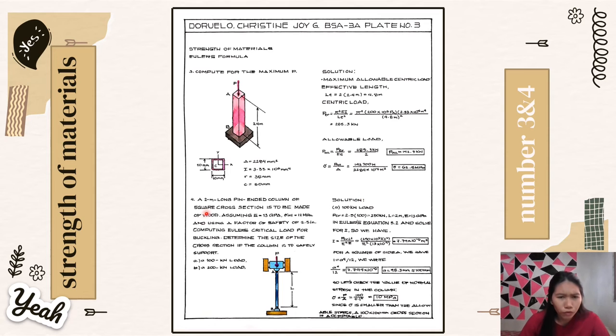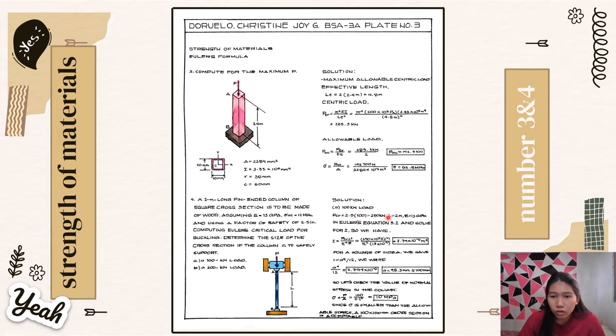So let's proceed to number 4. A 2-meter long pin-ended column of square cross-section is to be made of wood. Assuming E is equal to 13 GPa, normal stress allowable is equal to 12 MPa, and using a factor of safety of 2.5, compute Euler's critical load for buckling. Determine the size of the cross-section if the column is to safely support, for letter A, a 100 kilonewton load, and for letter B, a 200 kilonewton load. So let's proceed to the solution.